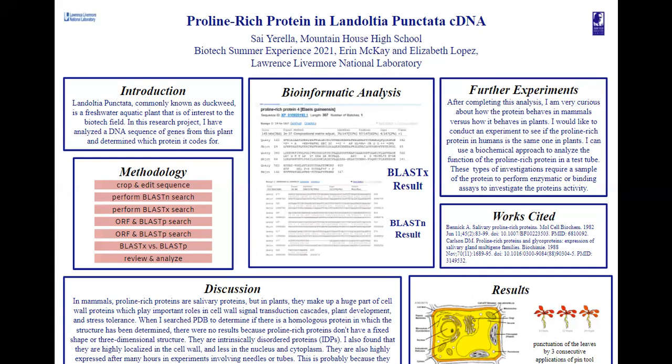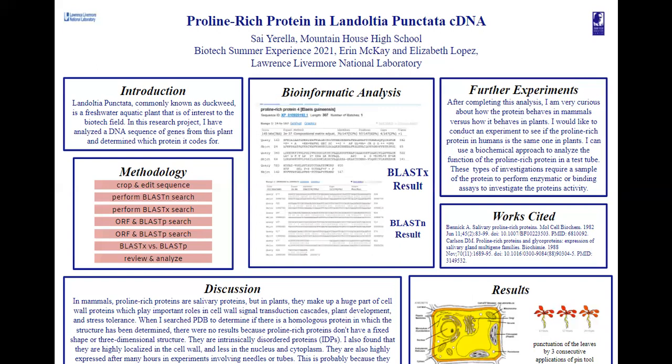So on the right, you can see my results, and you can see that they are highly expressed, highly localized in the cell wall, and also in the nucleus and cytoplasm. And you can see on the right also that after puncturing of the leaves by 3 consecutive applications of a pin tool with 16 needles, they're highly expressed in the leaves.